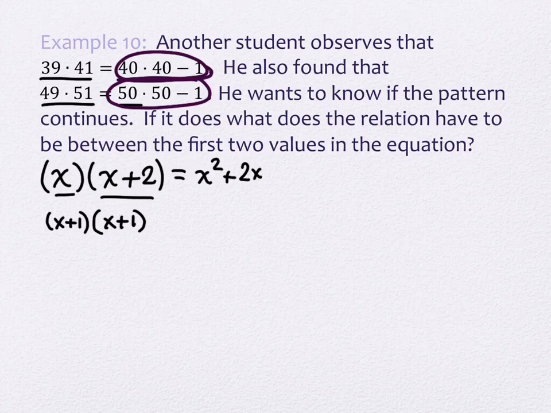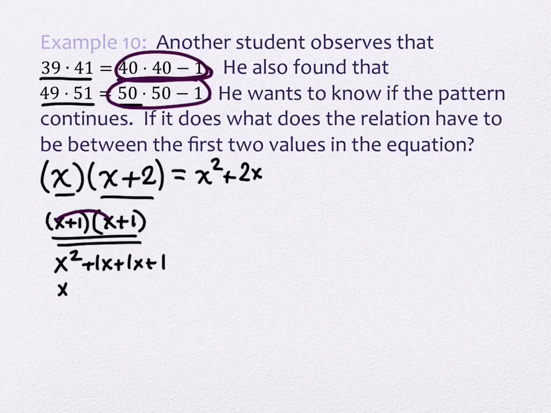So pause with me and consider to distribute or FOIL or multiply out, whatever language it is that you have most recently heard used. What is x plus 1 times x plus 1? And remember, you do have to multiply all 4 pieces, right? It's a 4-piece thing here. So if you start with the first terms, that's x squared, right? Good. x squared plus 1x plus 1x plus 1. And if I combine the like terms, 1x and 1x is 2x, plus 1.